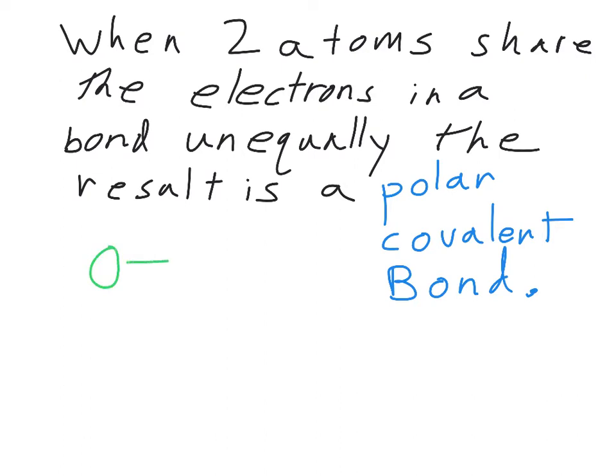And in this polar covalent bond, you're always going to have an atom that has a partial positive charge and an atom that develops a partial negative charge. Matter of fact, this is really kind of part of the definition of a polar bond.